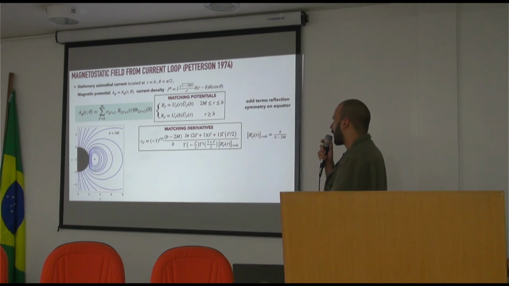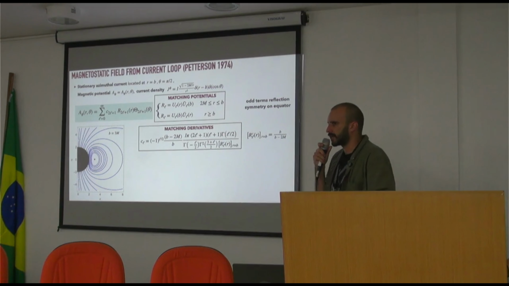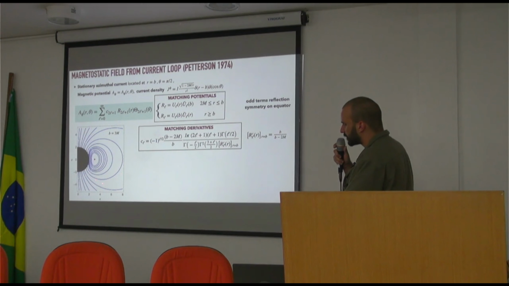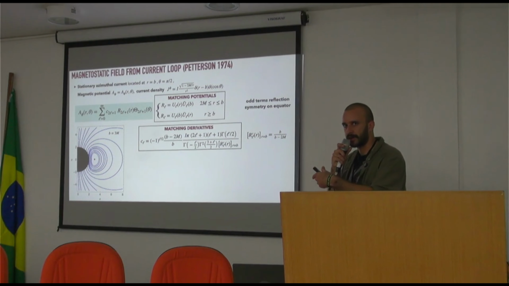Of course, you have to impose also that the derivatives of the magnetic potential match each other, because the derivatives are the field, and we want the field to be continuous. But here you can see basically the magnetic field lines of this configuration, where the red point represents precisely the current which is orbiting around the black hole.